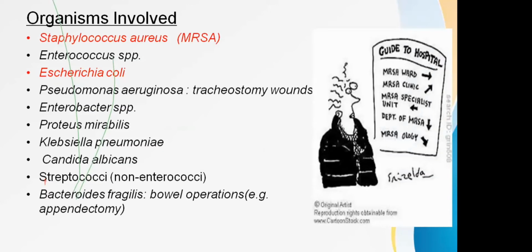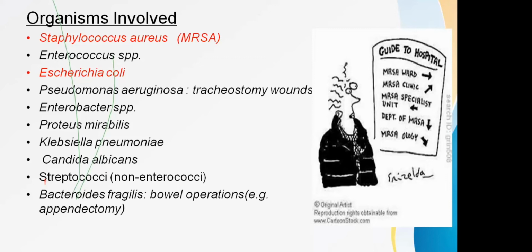So what are the commonest organisms? As I said, MRSA is again a clinician's challenge. It's a beautiful picture showing some MRSA hospital. We have a MRSA ward, we have MRSA clinic, we have MRSA specialist unit, we have department of MRSA, we have MRSA-ology. You name it, I think the hospital is having the criteria fitted up for MRSA. So methicillin-resistant Staph aureus is the predominant surgical site infection organism which is prevalent.